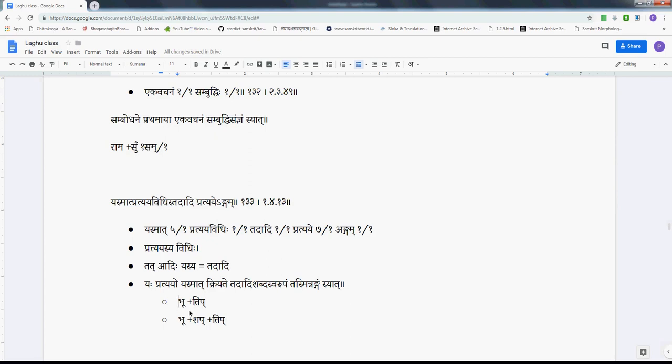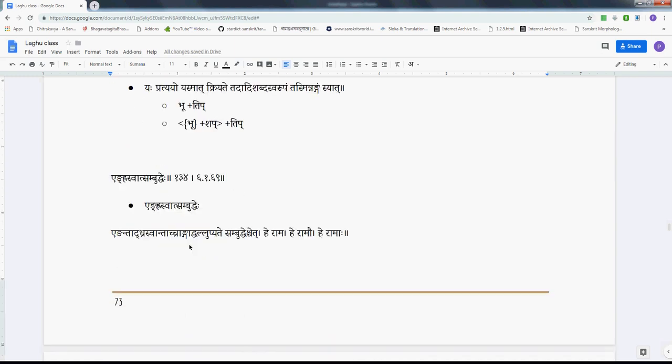So I'll just mark it here. Bhu is the anga for shap here, and then the other, let's say I'll mark it as this, is another anga for tip. So further, what does he say?